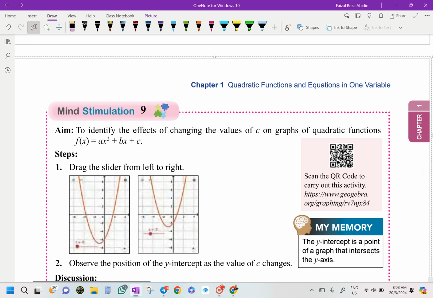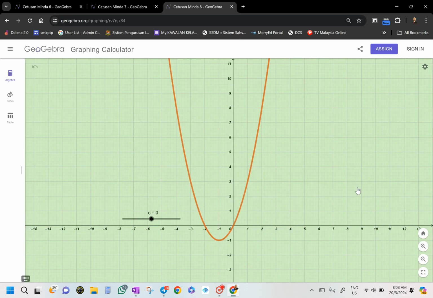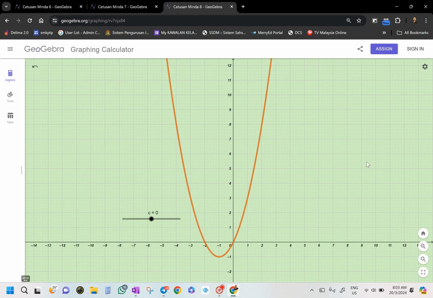Okay, next we are going to look to identify the effect of changing the value of C on the graph of quadratic function. Okay, apa jadi? Ni kita ada graph apa kelas? Minimum graph kan? Okay, A tak berubah, B not changing. We are going to look at our C only.